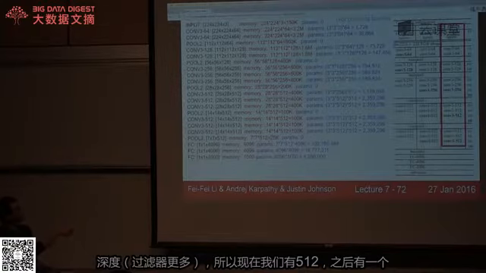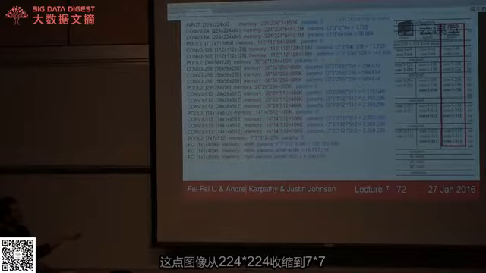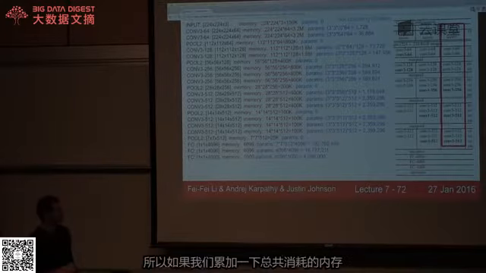So now we have 512, and then at one point you have a fully connected layer of 4,096 neurons, as you see in AlexNet, that is looking at the last pool volume. At this point, the image was shrunk from 224 by 224 all the way down to 7 by 7, but now the depth is not 3 color channels, but 512 activation channels or something like that.